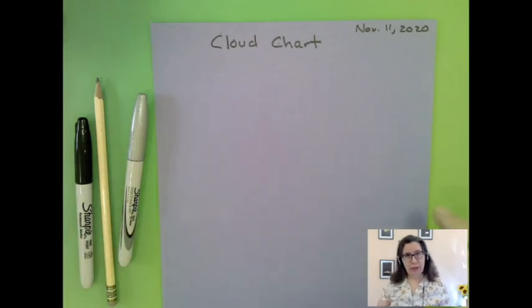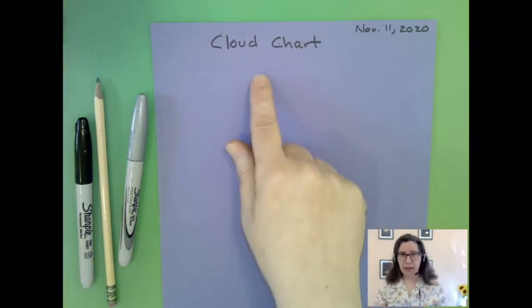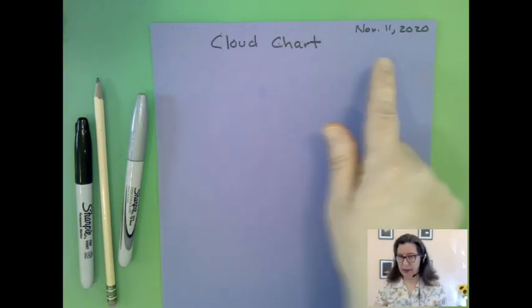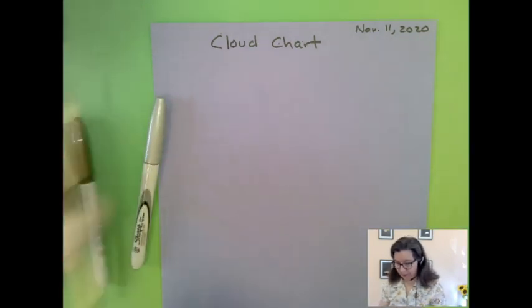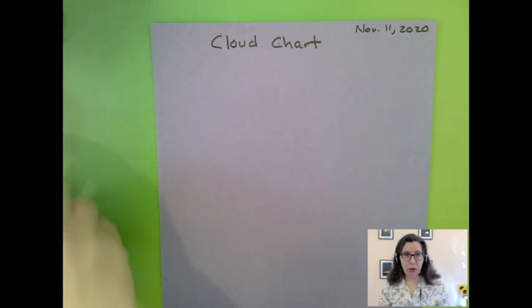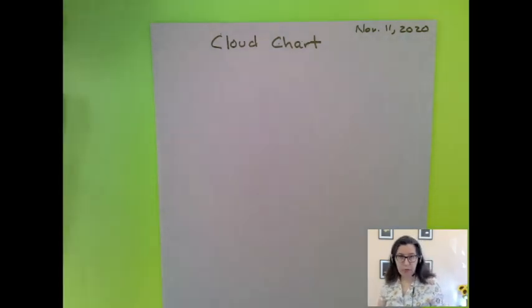I'm using a dark piece of paper so that you can see my clouds better. If you have dark paper, that's great. If you don't, that's fine. You can use any kind of paper for this project. Please write cloud chart and the date on top. It can be lined paper or unlined. It can be in your notebook, whatever.